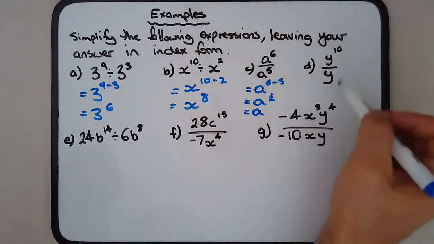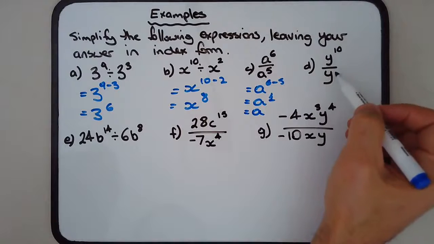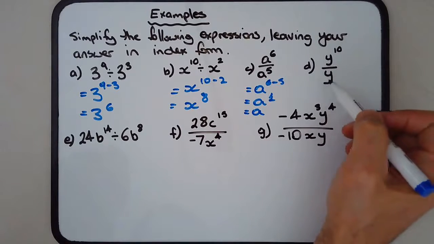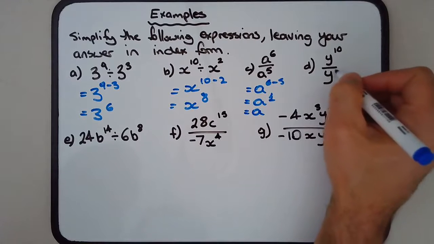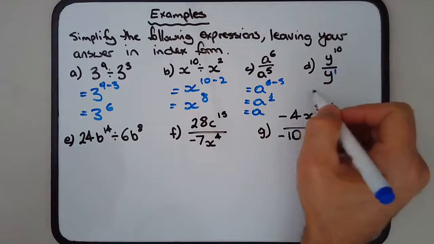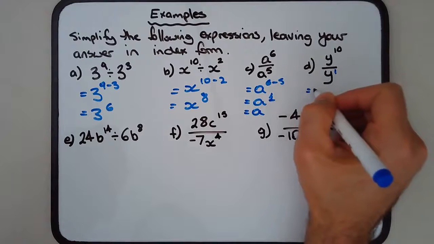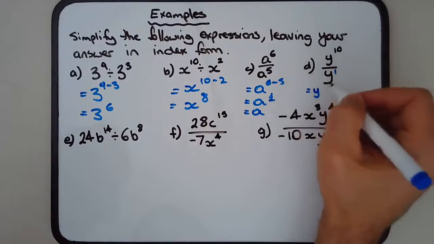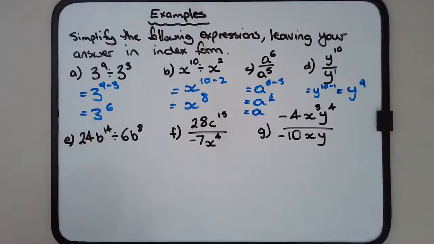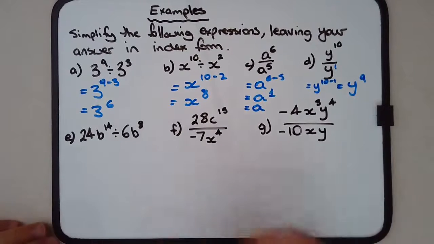Okay, part D, y to the power of 10 divided by y. Now, a pronumeral by itself, or even a number by itself, it's always assumed that the index is a 1. And we subtract the 1. So that's equal to y to the power of 10 minus 1, which is equal to y to the power of 9.